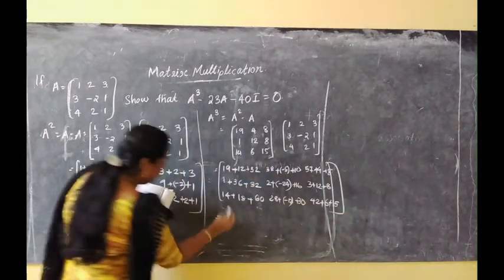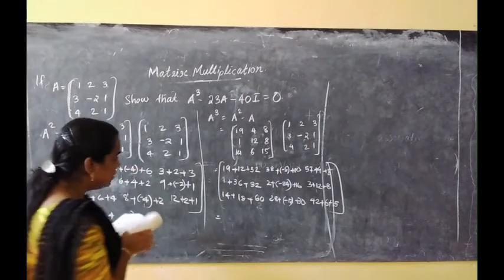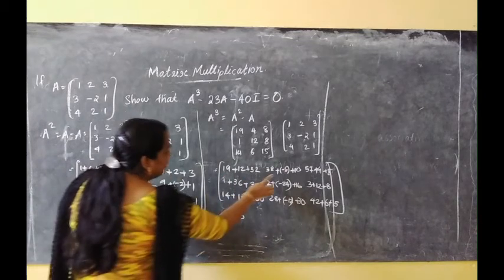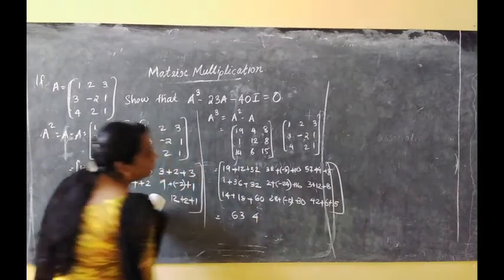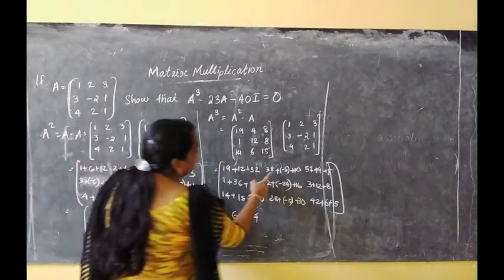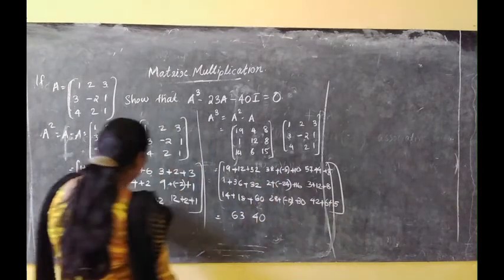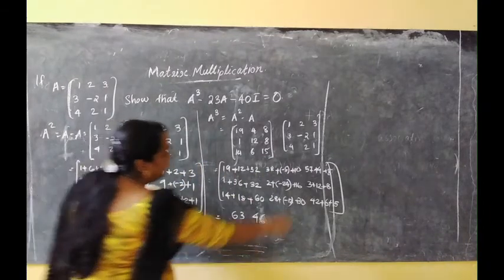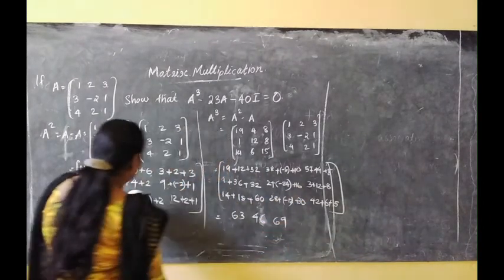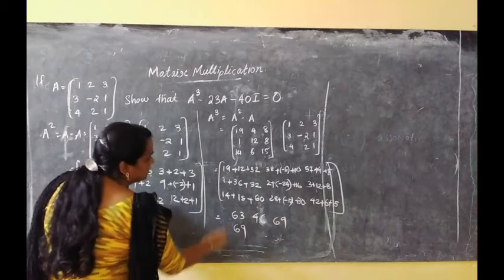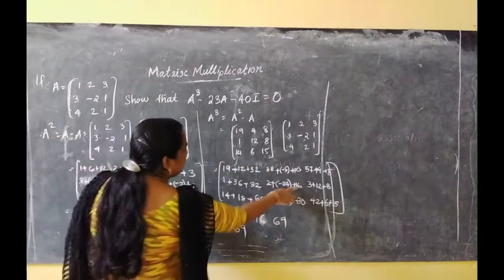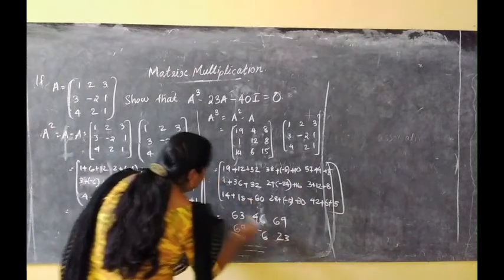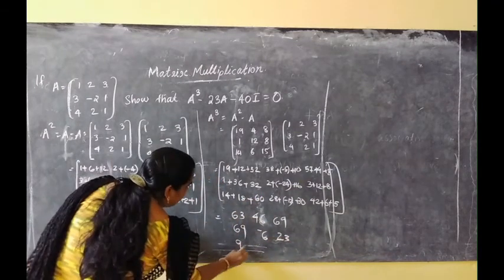On simplification, you will get 19 plus 12 plus 32, which is 63. Here it is 40. You can see 30 and then you will get 40 here. 46, you will get 46 here. And on adding here you will get 69. Then here it is also 69. Here you will get minus 6. The next element is 23 and the next entry is 92.